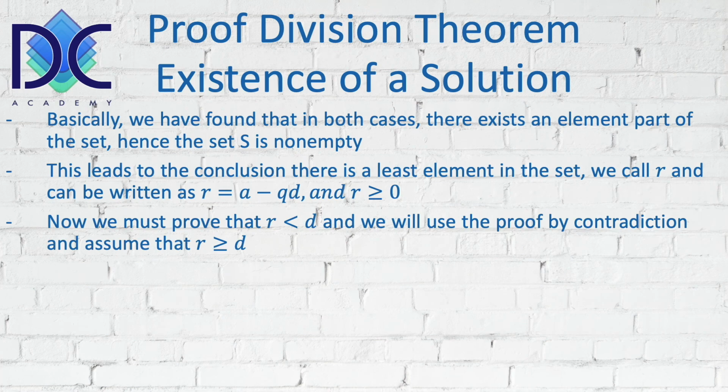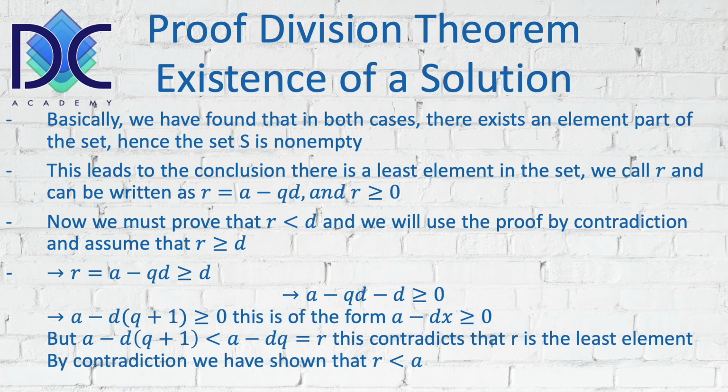Now we must prove that R is smaller than D, and we will use proof by contradiction. We will assume that R is larger than or equal to D. So we already know that the remainder has to be smaller than the divisor, but we still have to prove it. So first of all, we can say that R is equal to A minus Q times D, which is larger than or equal to D. That's what we assume now. Based on this assumption, when we bring D to the other side, we have A minus Q times D minus D is larger than or equal to 0.